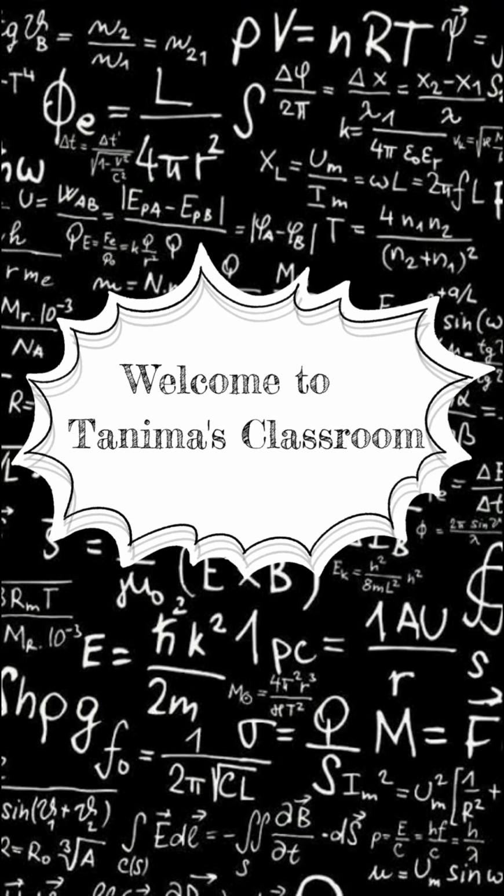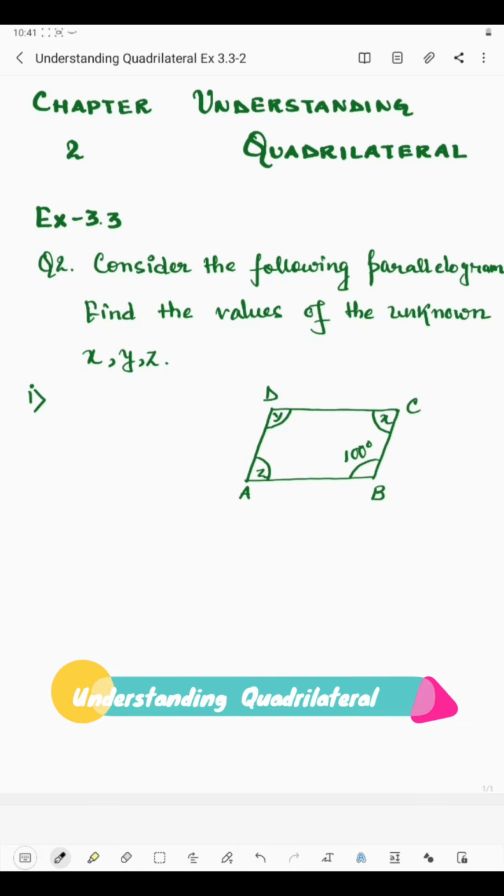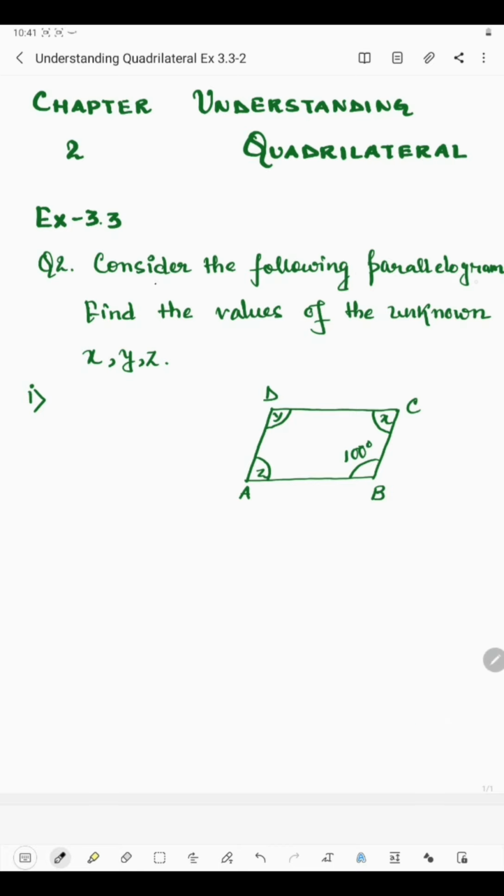Hello students, now I am going to start question number 2 of exercise 3.3. Question number 2 says, consider the following parallelogram. Find the values of the unknown x, y, z. So here we have parallelogram A, B, C, D. From there we will have to find the values of x, y and z.